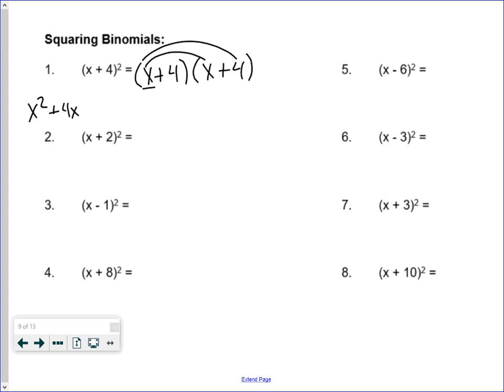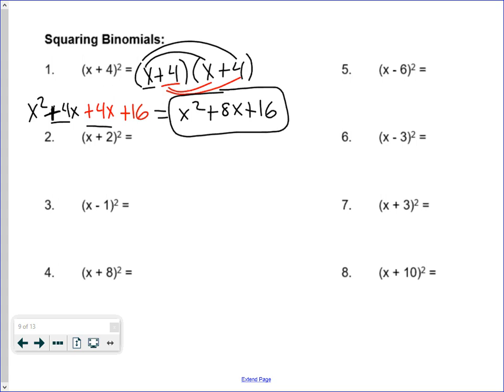And then we'll do the same thing with the second term. 4 times x and 4 times 4, so we get plus 4x plus 16. And you add like terms here, you get x squared plus 8x, which comes from these two 4x's. This should be a plus, it wasn't very clear. And then plus 16. And that'll be your product when you square x plus 4.